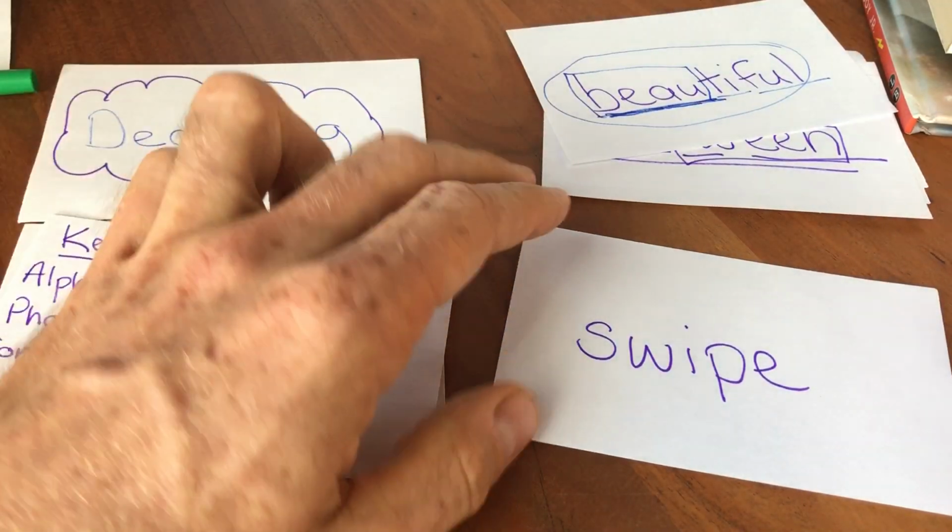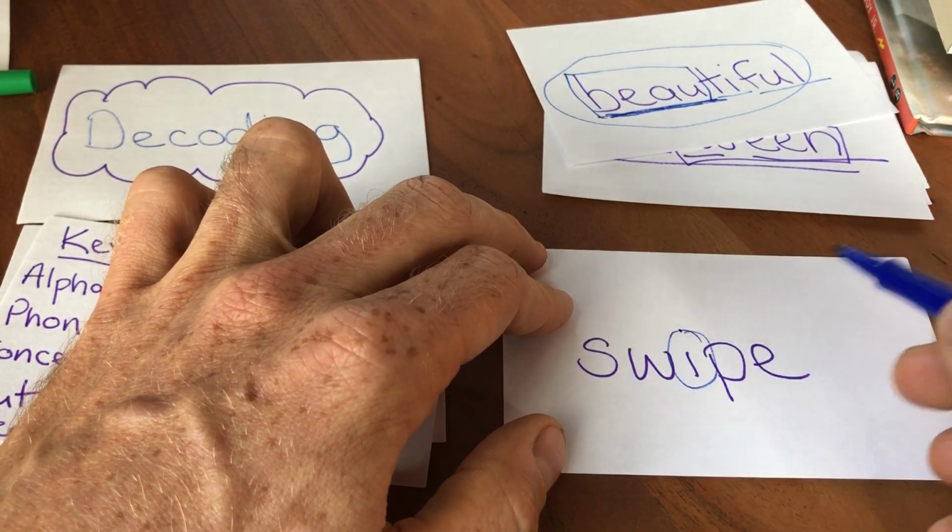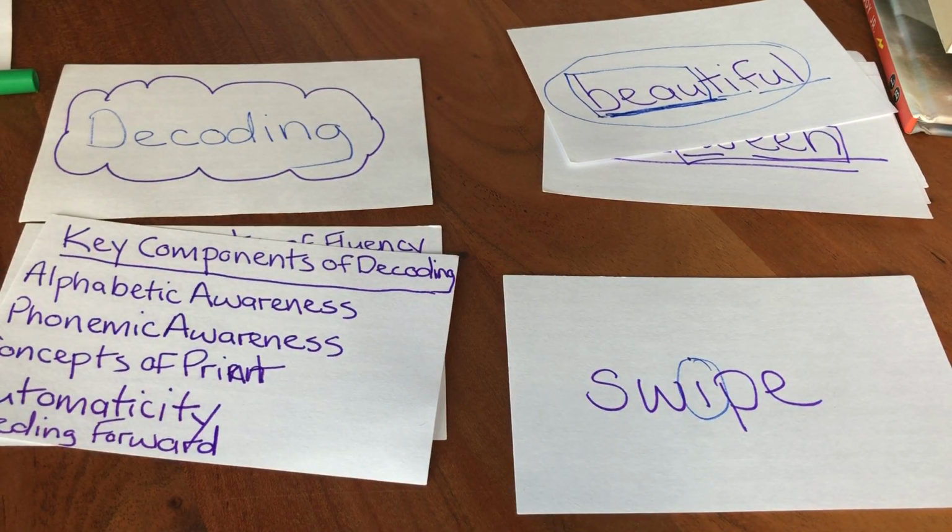And finally, now we have this word swipe, which also has this irregular I sound, which is going to be hard to figure out unless we have somebody actually helping us to practice reading. So that's an example of what decoding can look like with individual words.